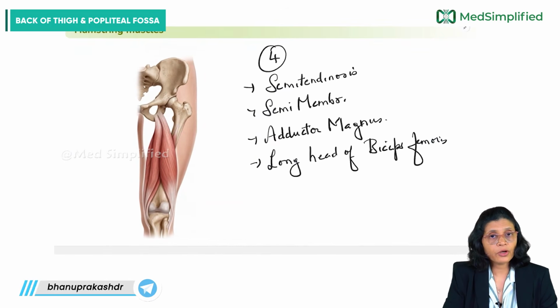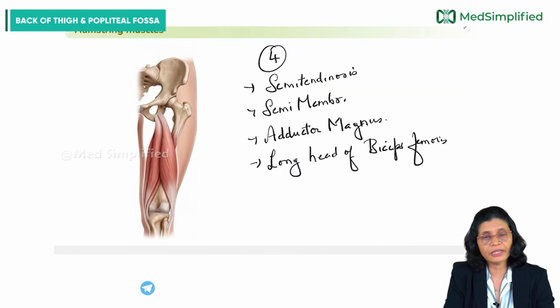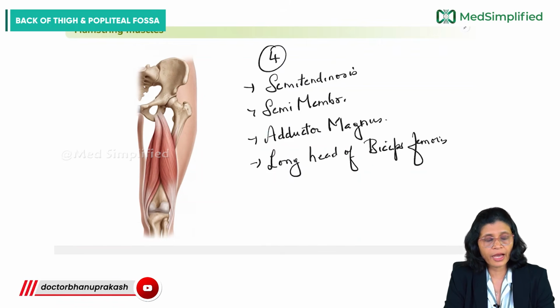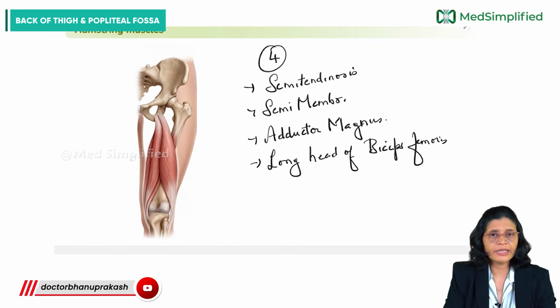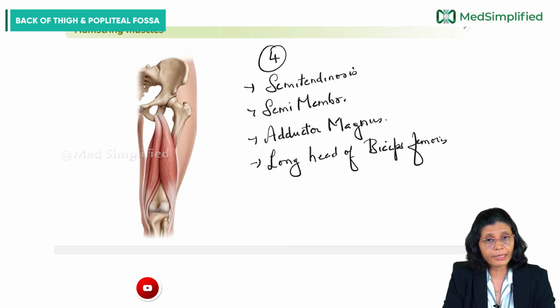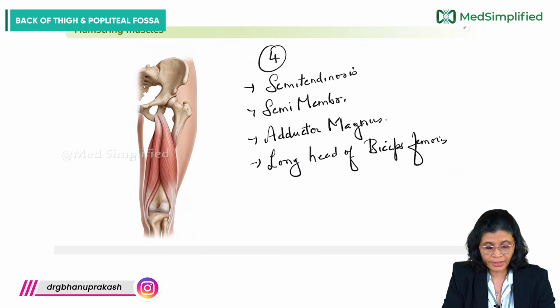Now why do we call them hamstrings? Hamstring basically comes from the Latin word meaning ham. Butchers used to hang the animals, the thigh part of the animals, by the tendons of these muscles. The ham is nothing but the thigh part of the muscles of animals, which is hung by the tendons of these muscles. That is why it is called the hamstrings.